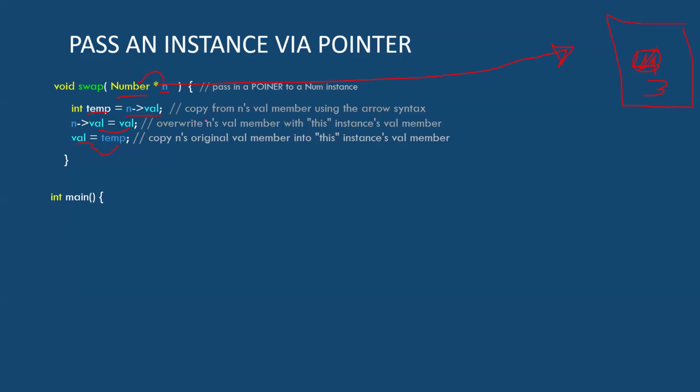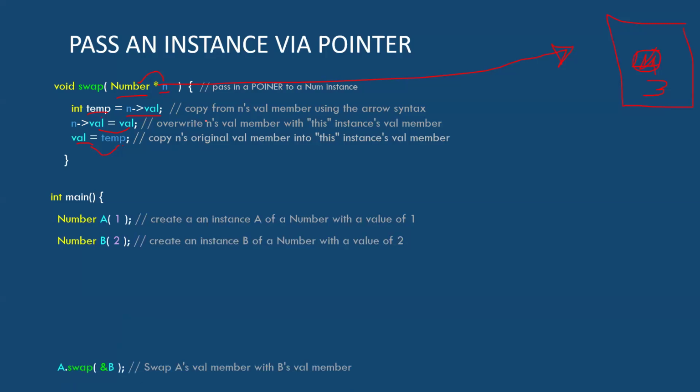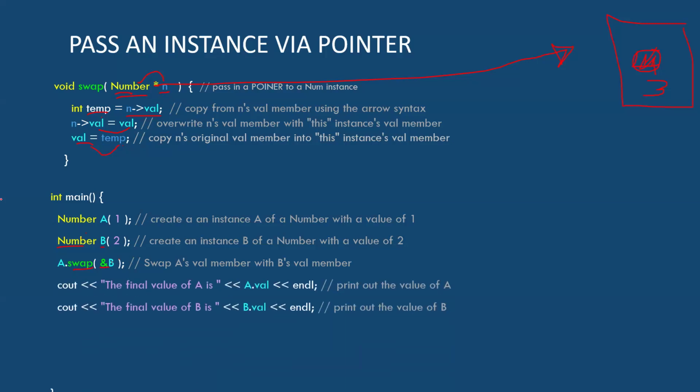So this is one way to pass an instance by a pointer. And the way we would, of course, do that is just using our friend the ampersand. So a dot swap ampersand b gives me a pointer to a number, right? So the address of a number is a number star. So it all lines up, okay? So this is a method inside of our number class here, okay? So that is one way to actually access that inside of this method, okay?